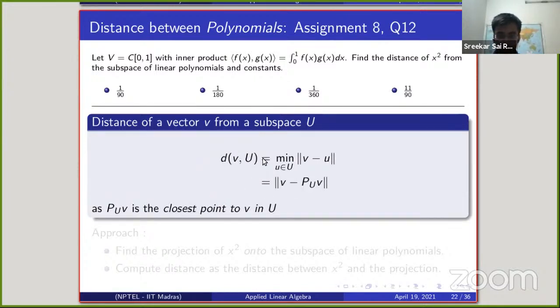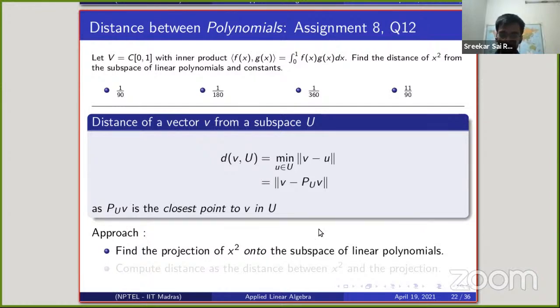We want to find the minimum distance of the vector x square from a vector u in the subspace. The one that satisfies that is actually equal to PUV, which is the projection of that vector onto the linear subspace. This is something we had discussed in the lectures. So our approach should be clear. We just want to project x square onto the linear polynomials, and to do that we need to find a basis for the subspace of linear polynomials. And once you've got the projection, we just compute the distance between x square and the projection.